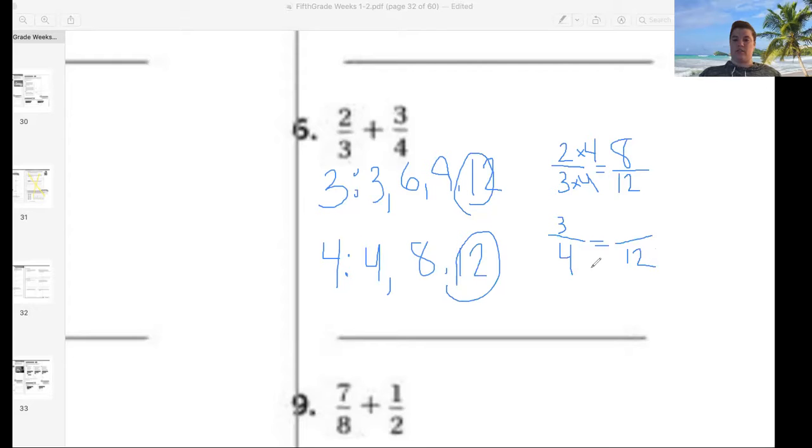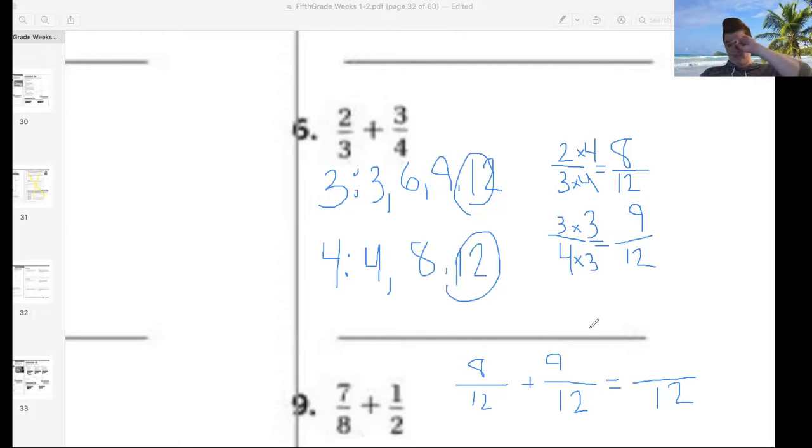And then 4 times what gets me 12? Well, that would be times 3. And so I have to do times 3 at the top. And 3 times 3 is 9. So then I would have 8 over 12 plus 9 over 12. And my denominator is going to stay 12. And then I'm going to do 8 plus 9.